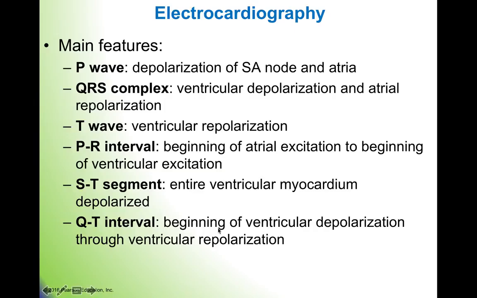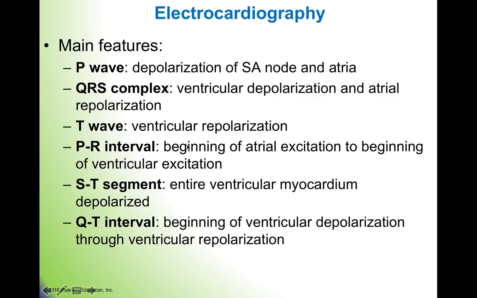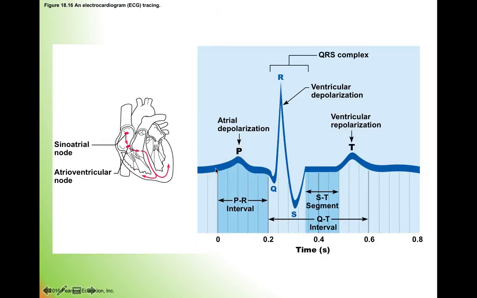Now, within your electrocardiogram, you also have additional components, which is the PR interval. Right here, this is your PR interval, starting from the beginning of the P wave all the way to the beginning of the QRS complex. This is known as the PR interval, and it represents the atrial excitation to the beginning of the ventricular excitation, which should make sense since this is representing depolarization, and basically that's followed by depolarization of the ventricles.